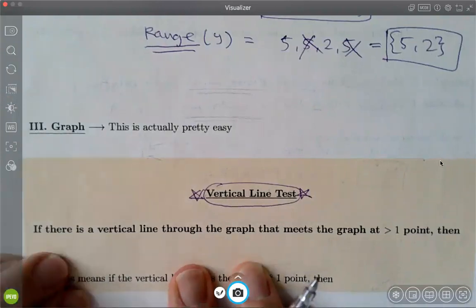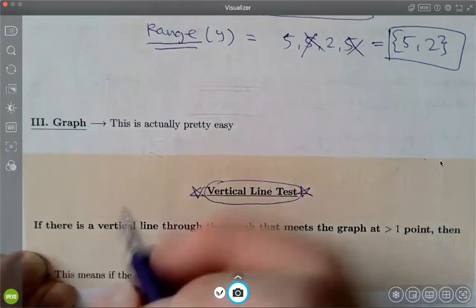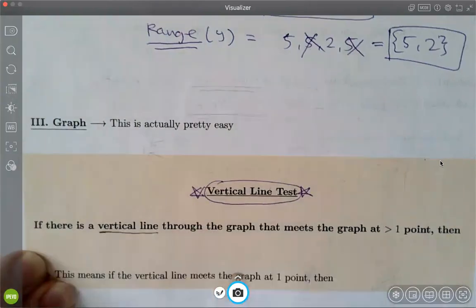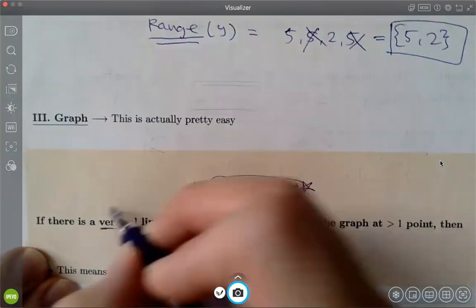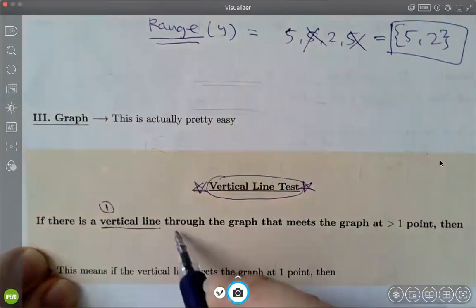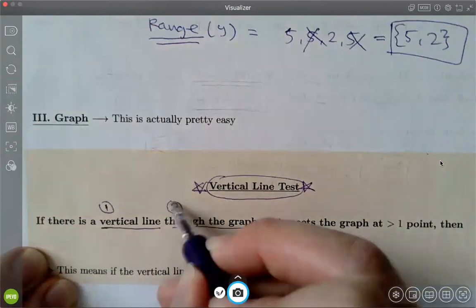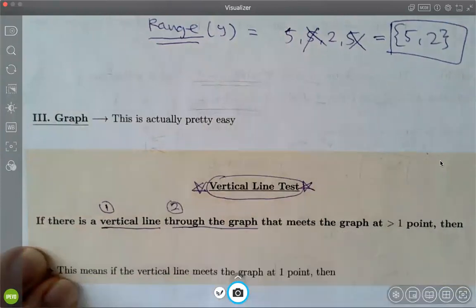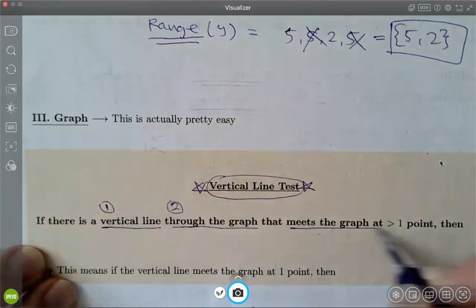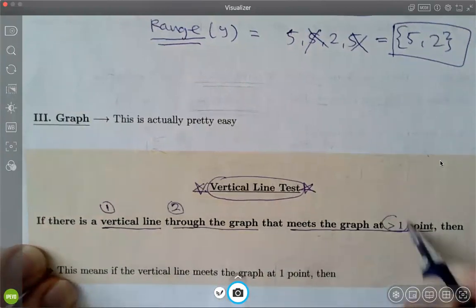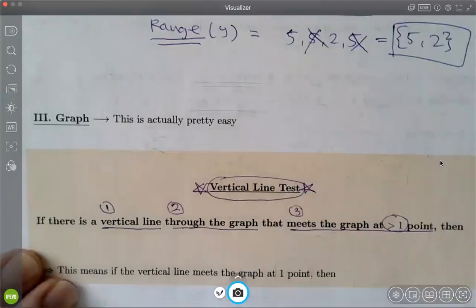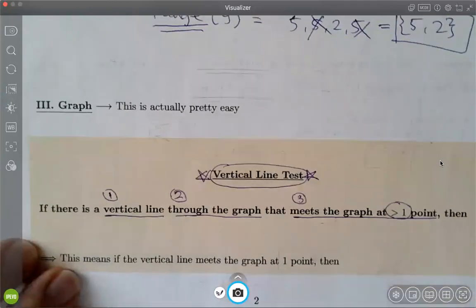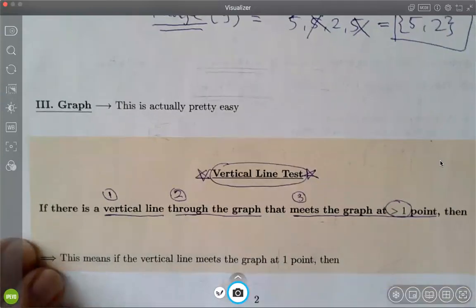So suppose there is a vertical line. There are 3 conditions that need to be satisfied. So number 1, vertical line. And this vertical line has to go through the graph. And condition number 3, it meets the graph at more than one point. If that's the case, the graph is not a function.